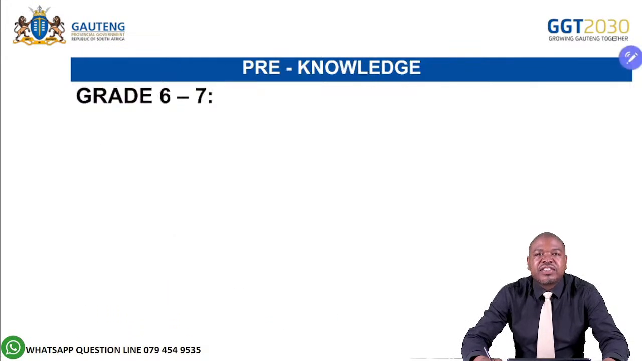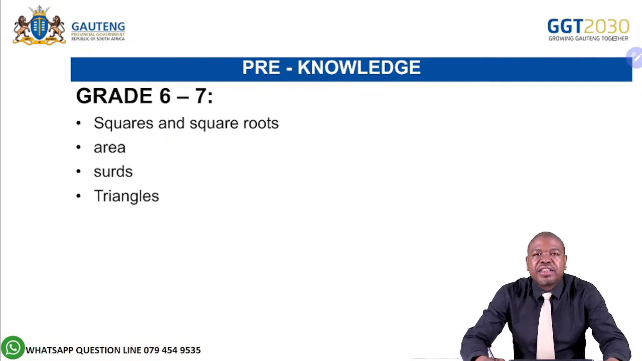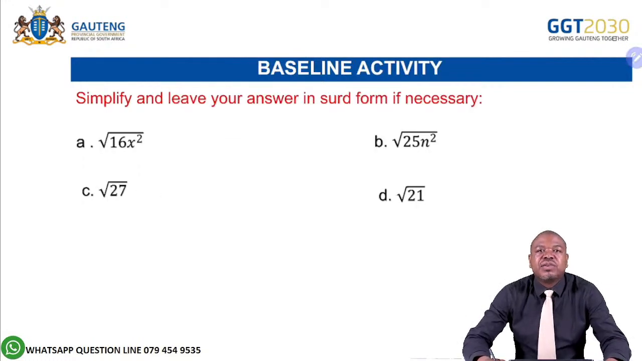In our previous grades as well as previous lessons, we looked at squares and square roots of numbers. We also calculated some area of shapes. We also learned how to express numbers in surd form, and we also looked at the properties of triangles. So before we start our lesson, I would like us to quickly do the following baseline activity, which will help us remember some of the things that we learned and also prepare us for the lesson ahead. I'm going to give you 5 minutes to do that. When we come back, we'll go through it together.